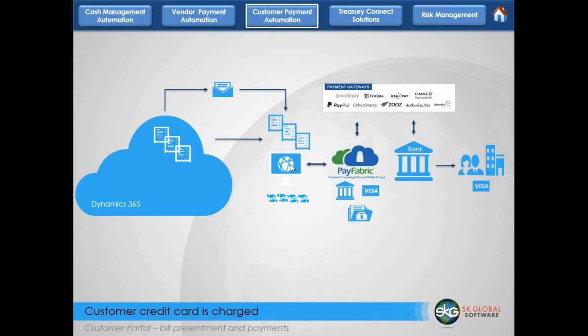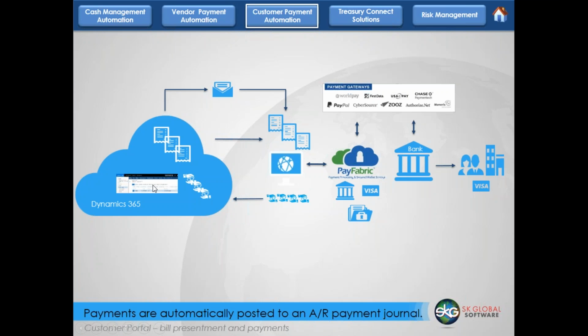At the same time as that real-time approval occurs, automatically the payments come back into AX. A payment journal is created, and those invoices that they decide to pay are completely settled. Again, all this activity occurs while your AR department's sitting there having lunch.